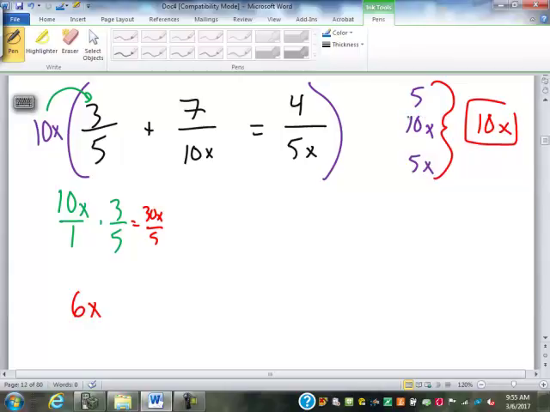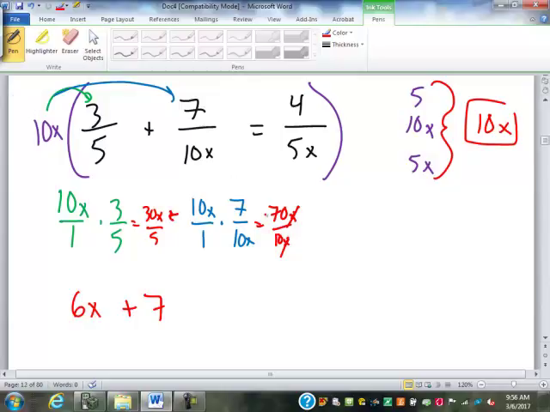Yes. Now in this next one, you'll see 10x over 1 times 7 over 10x. Here you multiply that out. 10x times 7 is 70x. 1 times 10x is 10x. Well, 70 divided by 10 is 7, but the x's divide out because there's one on top and bottom. Here's because there's only an x in the numerator, the x stayed. I can't put an x squared. Okay, gotcha.